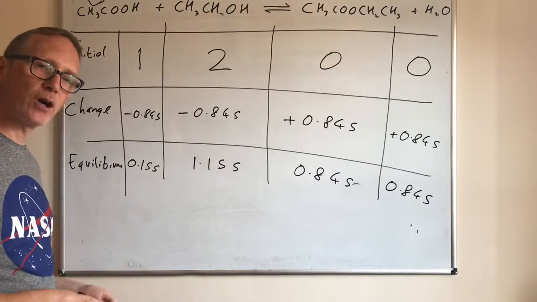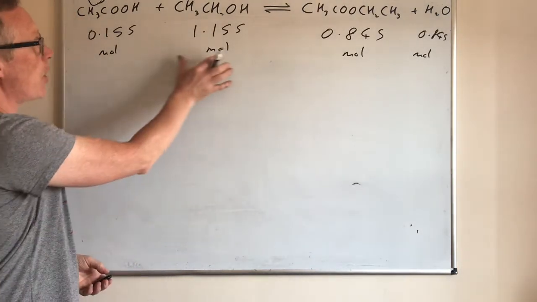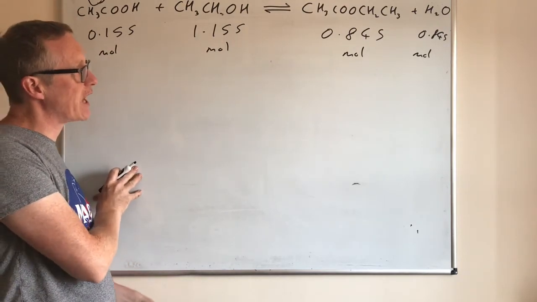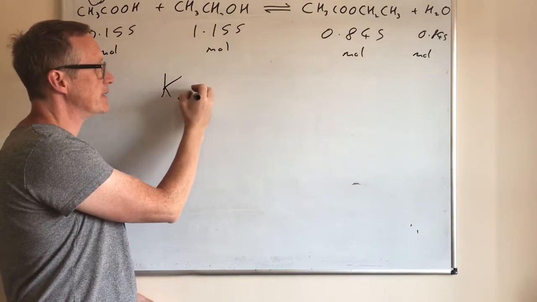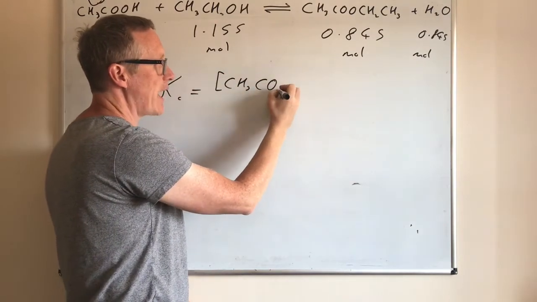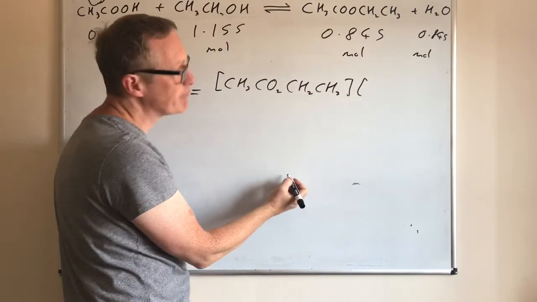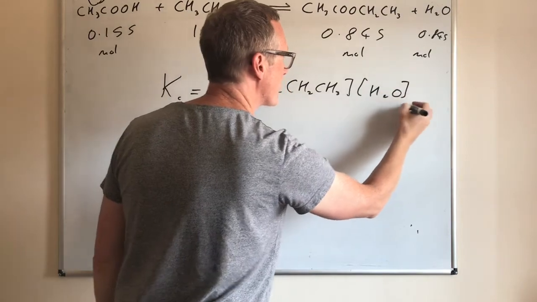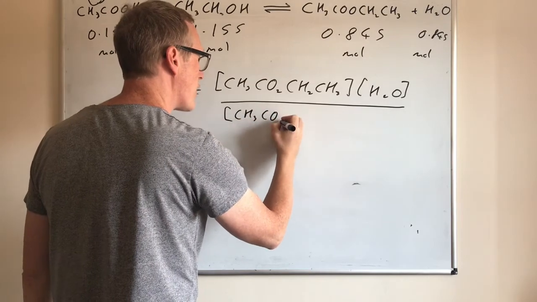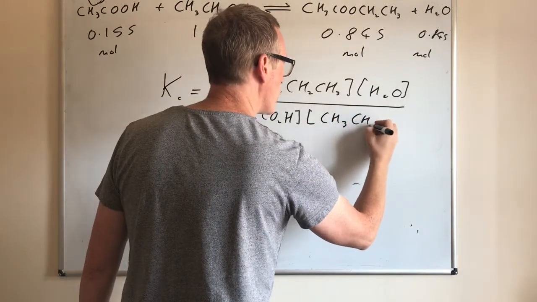Which is the next and the final step of the calculation. So to do the final bit of the calculation, here are the 4 moles that we've just worked out, and I need to put these into an expression for Kc. So Kc is equal to the concentration of the product, so the concentration of the ester multiplied by, not added, multiplied by, the concentration of the water divided by the concentration of the reactants, concentration of the ethanoic acid, multiplied by the concentration of the alcohol.